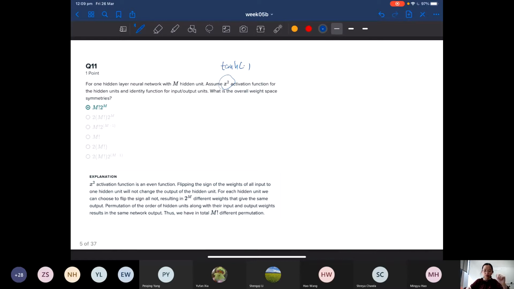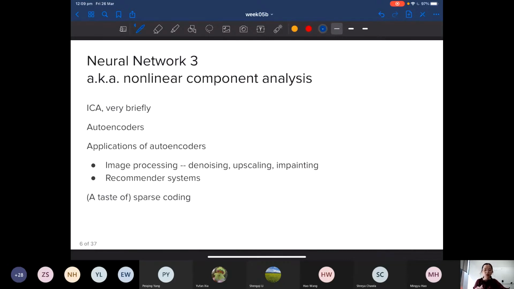That results in like 2 to the power of some number of different weight symmetries. So the answer is actually the same as the number in the book. It is a large number of weight symmetries. So that's all about the quiz.